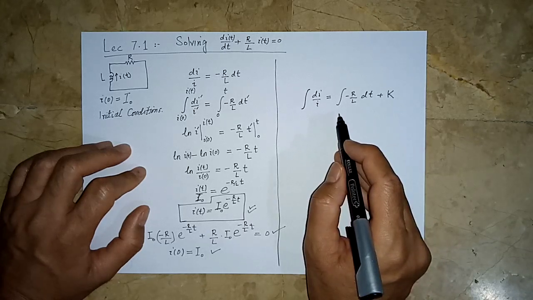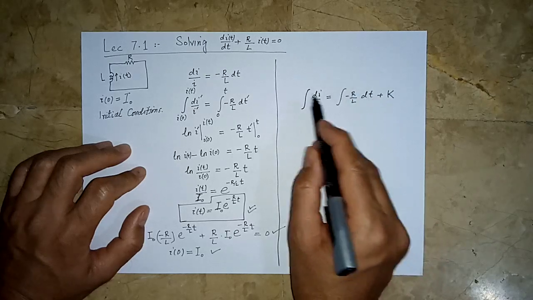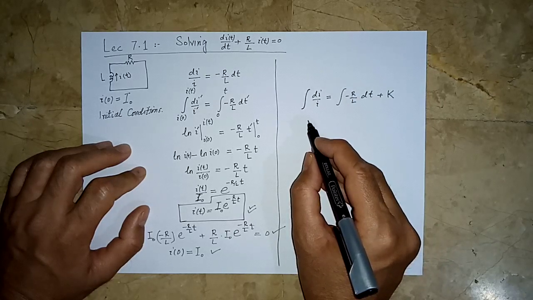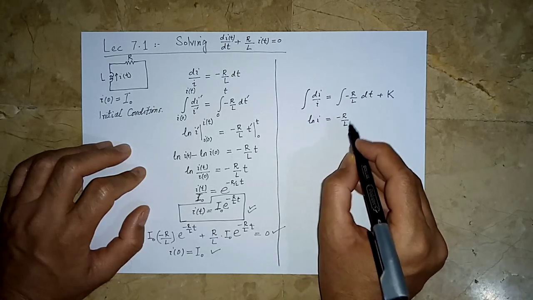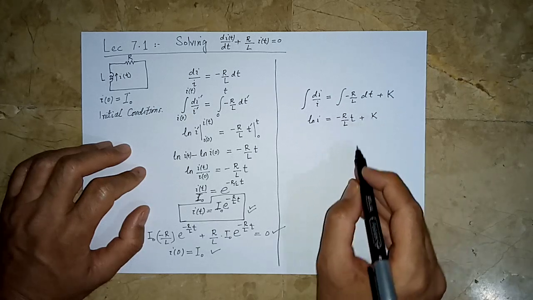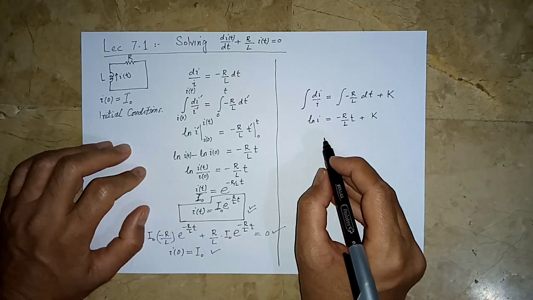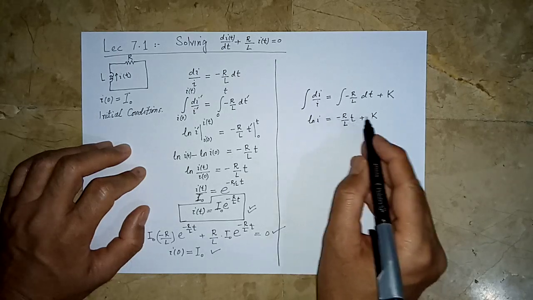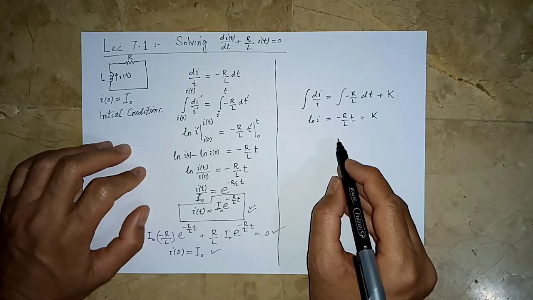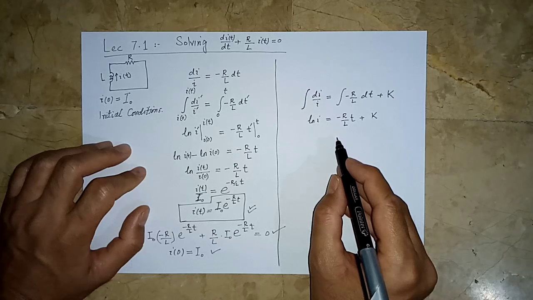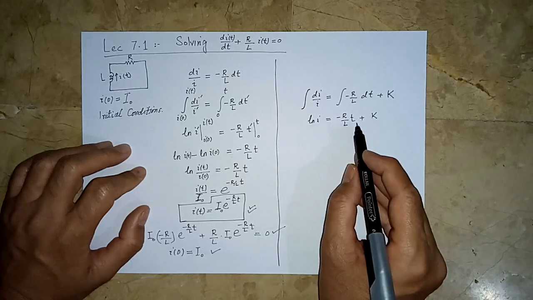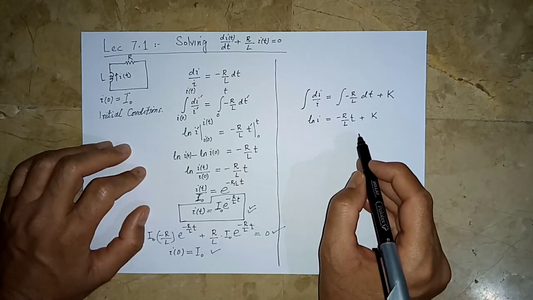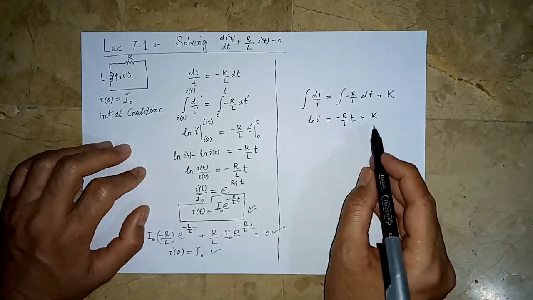So we know that if we solve this now, the antiderivative of 1 over I is natural log of I, and here we have minus r over L t plus this k. And again we can see that this satisfies the original equation. But how to find the value of k here? So right here we can actually resolve the value of k here.